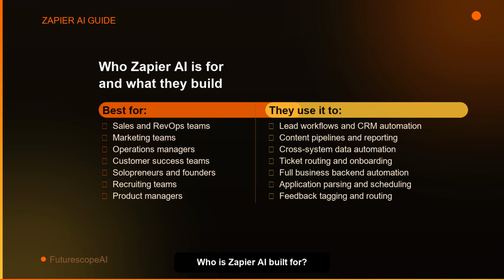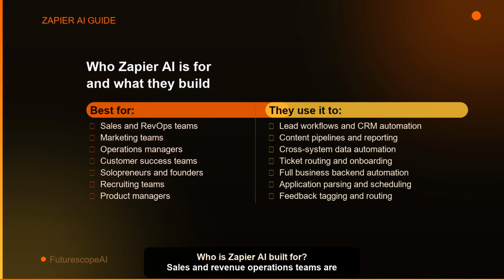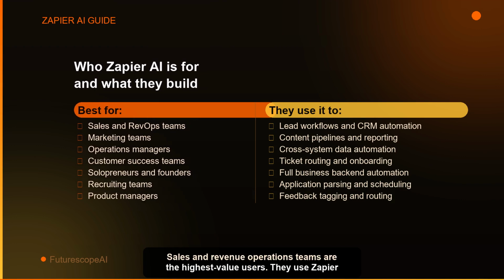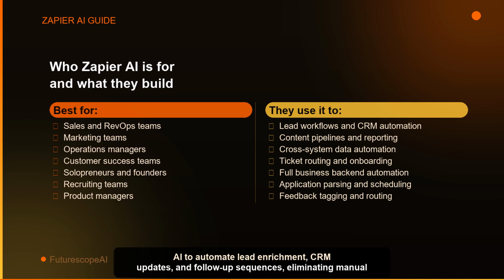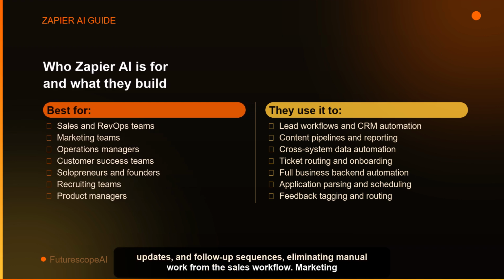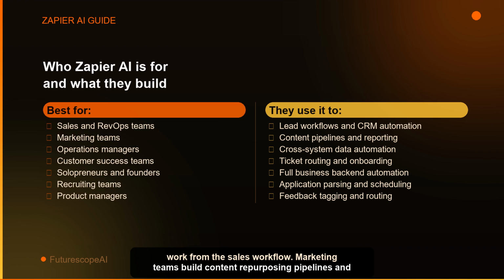Who is Zapier AI built for? Sales and revenue operations teams are the highest value users. They use Zapier AI to automate lead enrichment, CRM updates, and follow-up sequences, eliminating manual work from the sales workflow.